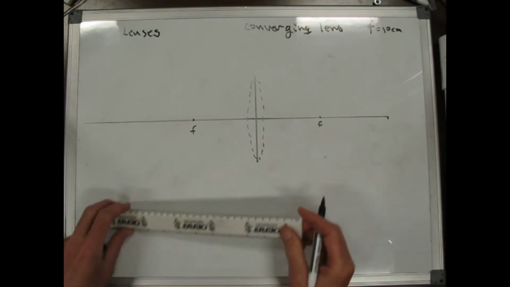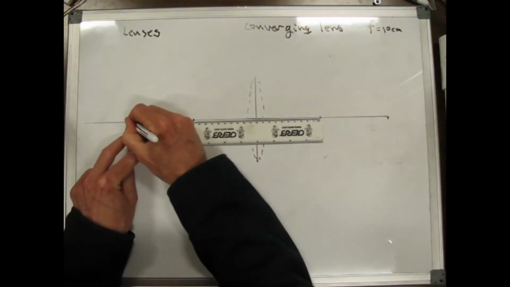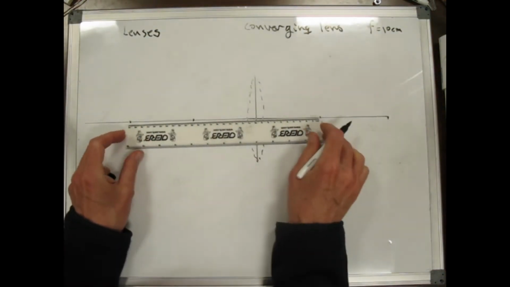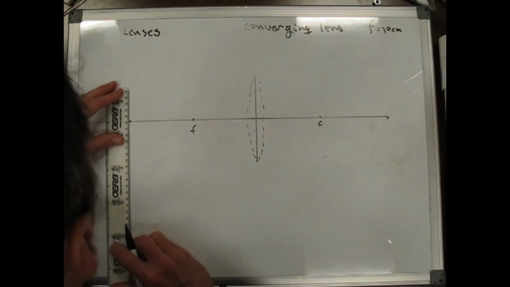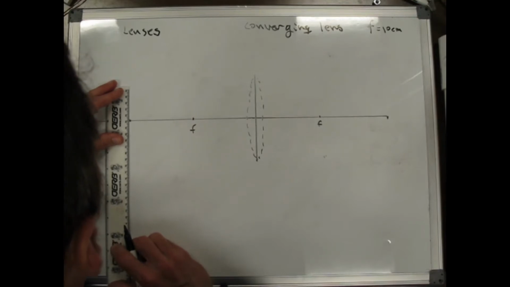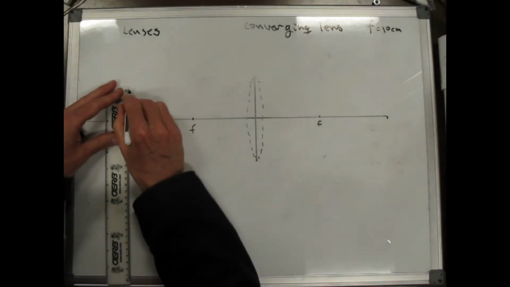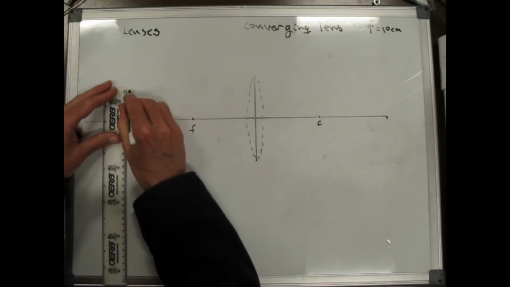We will put an object, let's say at a distance of 20 centimeters, so I'll try to do this to scale. And so an object would be out here, that would be 20 centimeters, and I'll make it maybe 5 centimeters tall. How about like that tall?